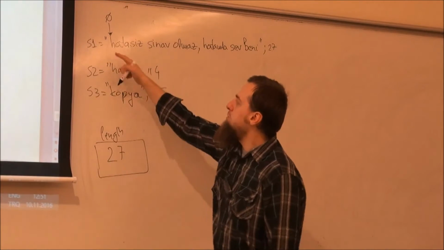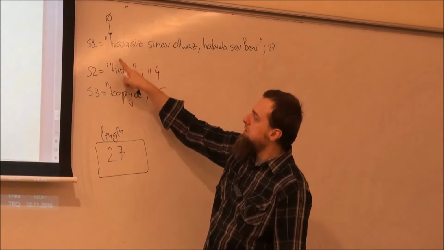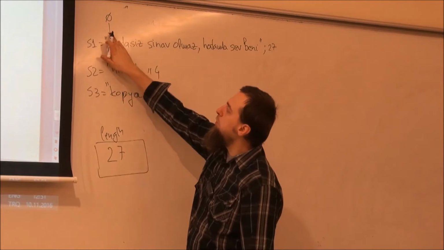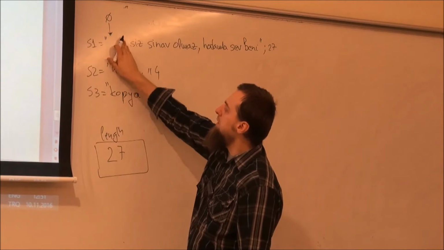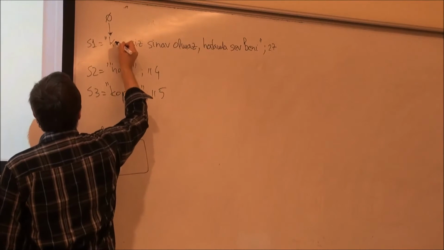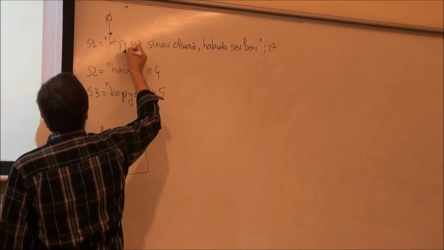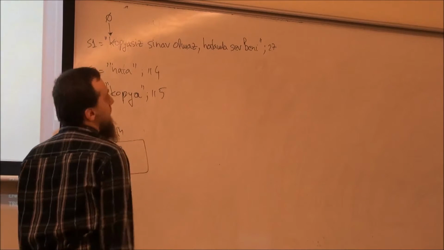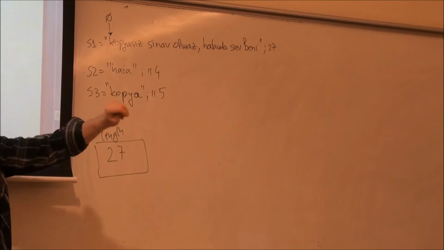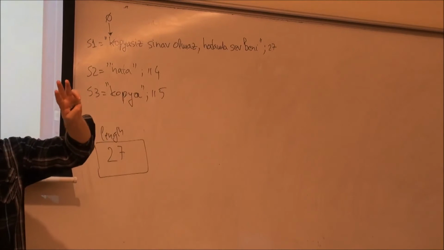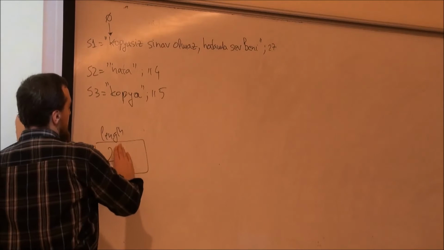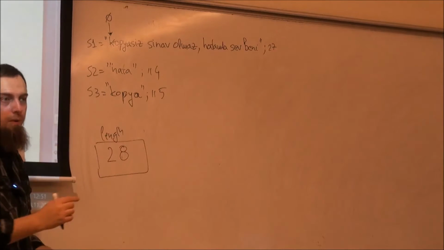So I'm starting from 0, and I see, does hata occur here? Yes, it occurs. That's why I'm going to erase this hata. Instead of it, I'm going to put kopya. Okay? But there's a problem now. Hata has 4 characters, while kopya has 5 characters. That's why I'm going to increase the length by 1, up until the end.